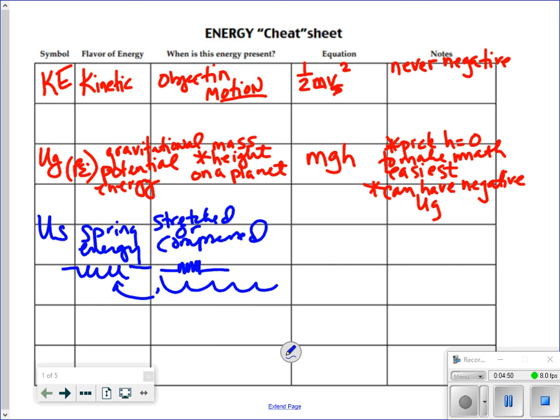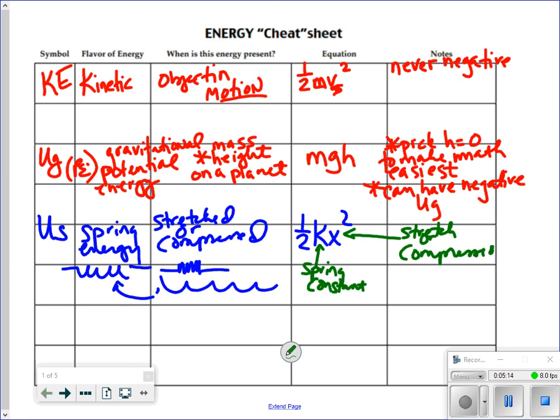Okay, the equation we're working with is 1/2 kx squared. This is one that we're actually going to derive in the lab. All right, and just some quick reminders. It's been a while since we've seen these. Right, but k is what's known as the spring constant, and x is the stretch or the compression. Not the length, but the change. All right, and that value is squared.